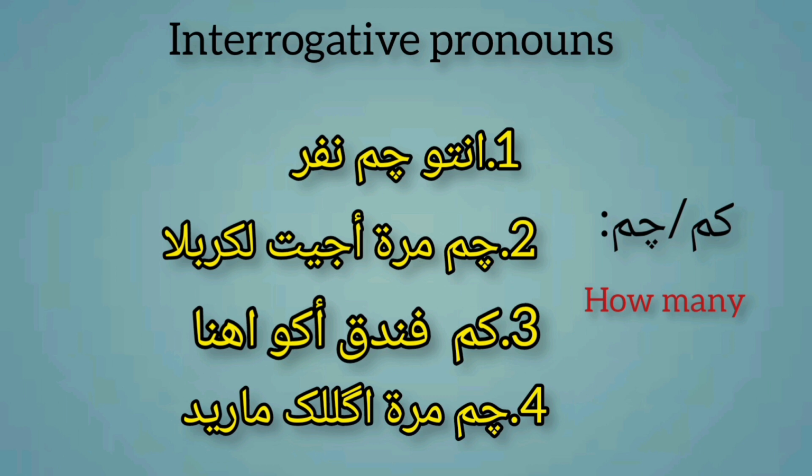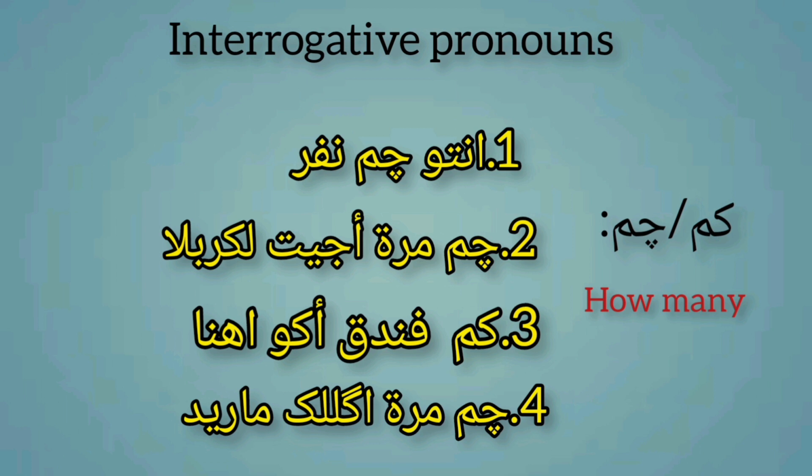كم فندق اكو هنا. How many hotels are there here? كم فندق means how many hotels. كم means how many. فندق means hotels. أكو means is there or are there. إهنا means here. أكو means there is or there are. But ماكو means there is not.